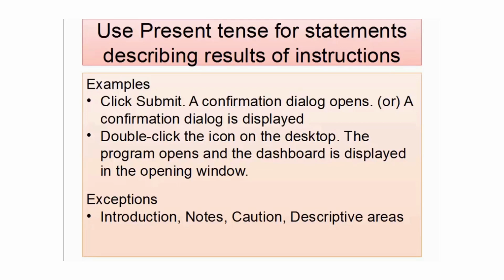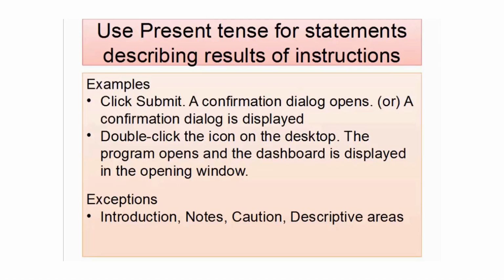The "will" in the sentence, "a confirmation dialog will open," implies the future tense. Using the present tense comforts the user with something that is happening right now. Here's another example of a statement in the present tense used as the result of an action. Double-click the icon on the desktop. The dashboard of the program appears in the opening window.